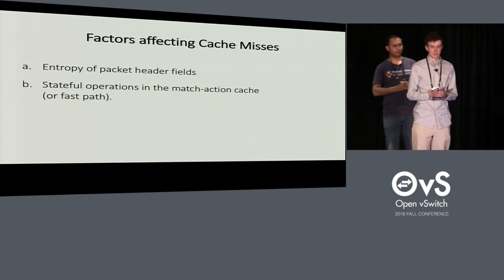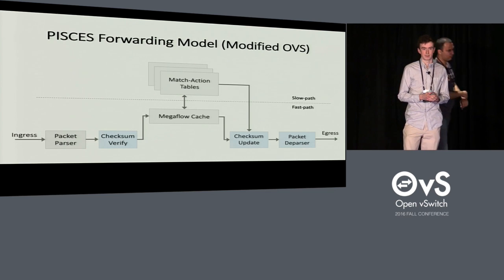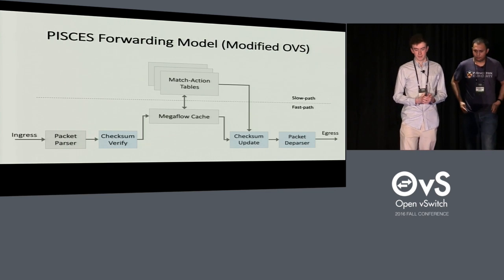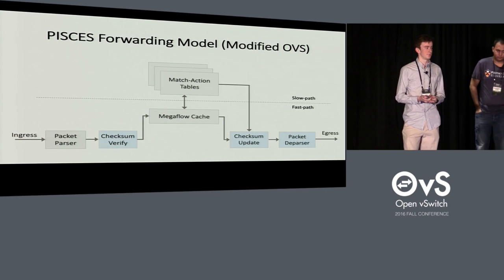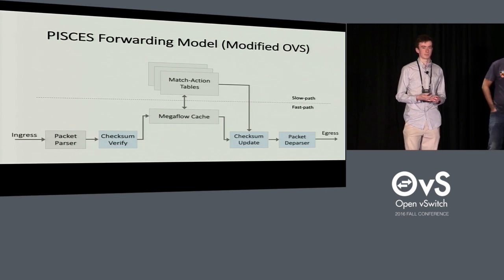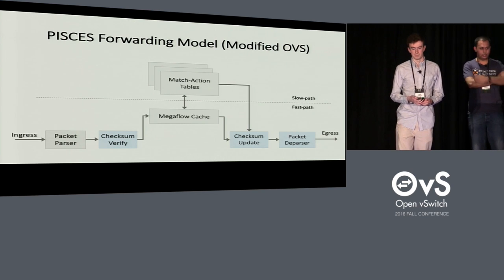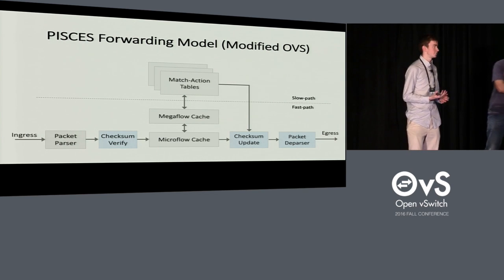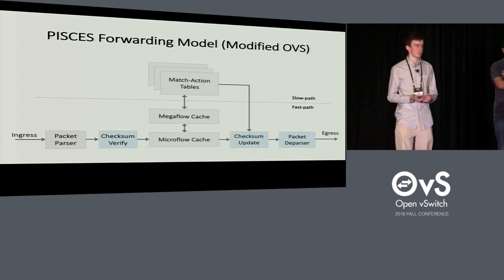So I'm going to talk about the Microflow Cache. As Shahbaz mentioned already, this was disabled in all the performance tests that he did. My work was in re-enabling this and making it protocol independent. So you can see this is where the Microflow Cache fits into the PISCES forwarding model.